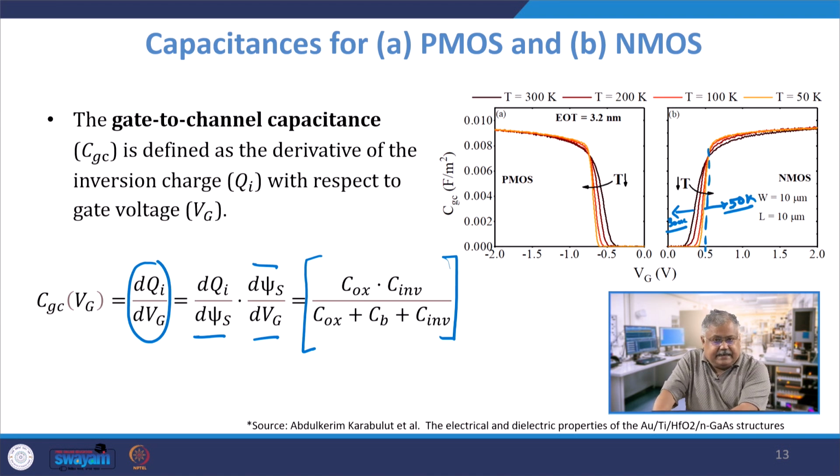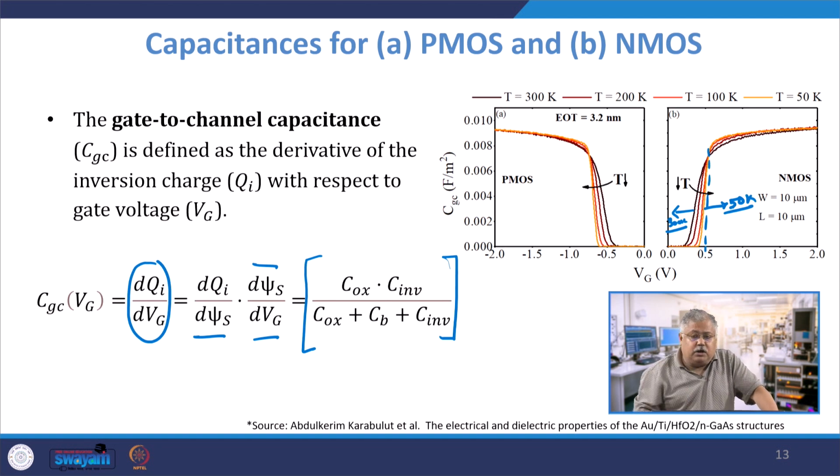The concept is exactly the same on the right hand side, which is the N type. In the N type, below threshold, since the inversion charge is very low, even a small change in the gate voltage increases the inversion charges to a larger extent. Beyond threshold, the reverse is true: you are not able to sustain a very large variation in the inversion charge, and therefore there is a tendency to saturation.